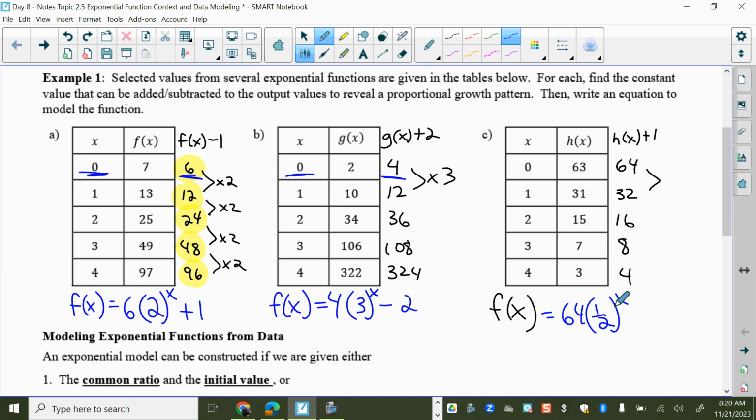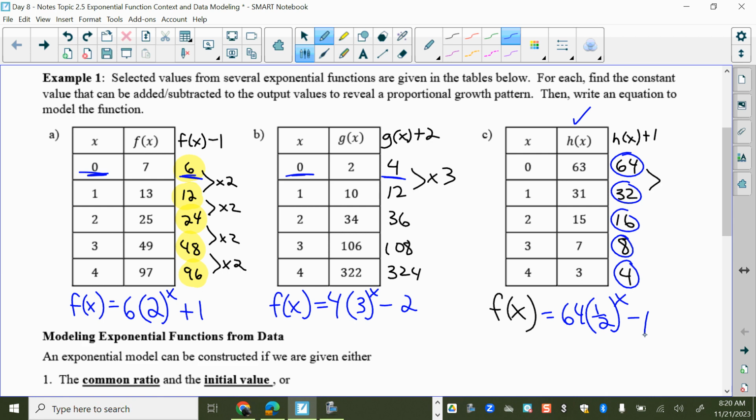But all these numbers right here, I got those by doing what to these values? I got them by subtracting 1, right? So basically the opposite of what you thought of up here. Very good? Okay, all right.